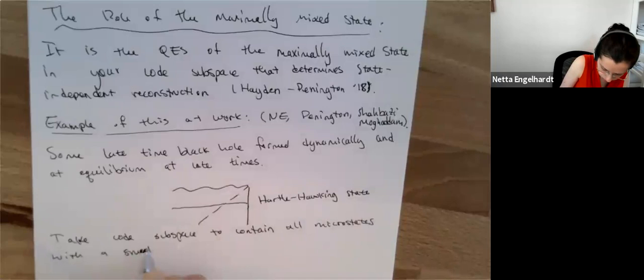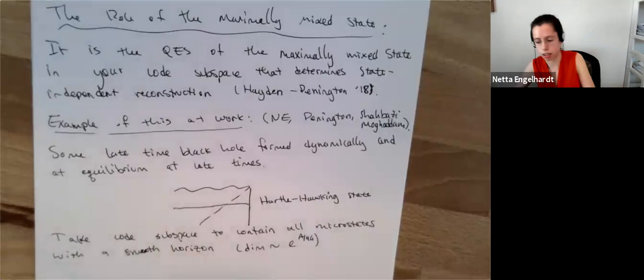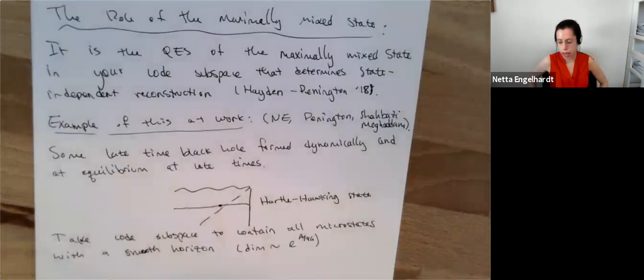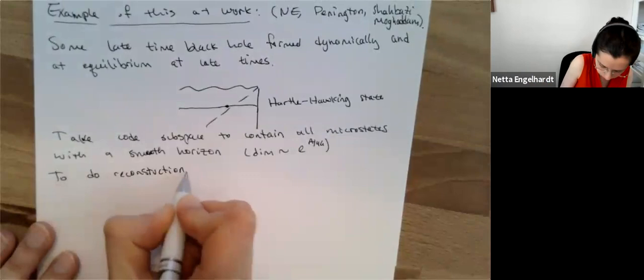So we expect this is of dimension e to the A over 4G, which is the area of the event horizon at late time. Now, suppose we would like to reconstruct some operator over here. If we want to do any kind of reconstruction, we have to be able to turn on operators, which means we have to expand our code subspace to not just include the Hartle-Hawking state, but to include other states of quantum fields in this background. So, to do reconstruction, we need more states in our code subspace.